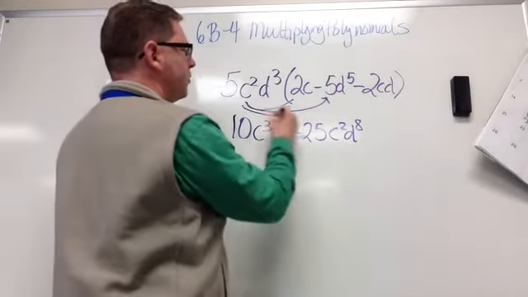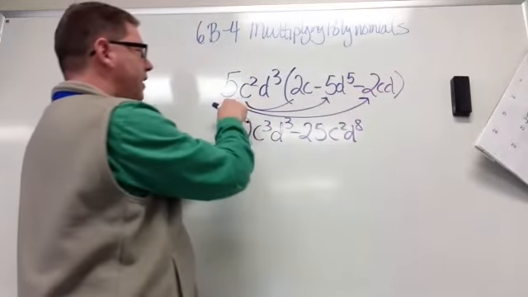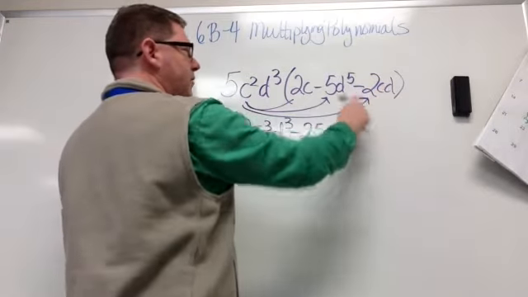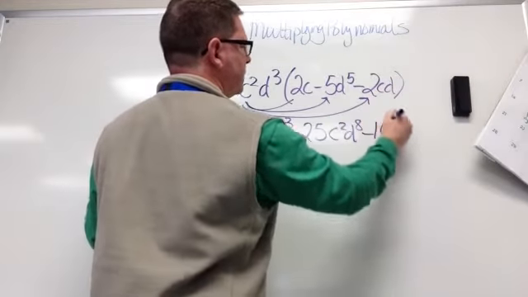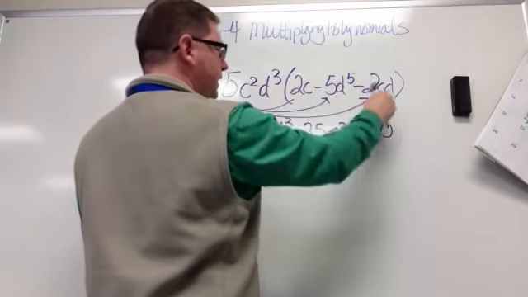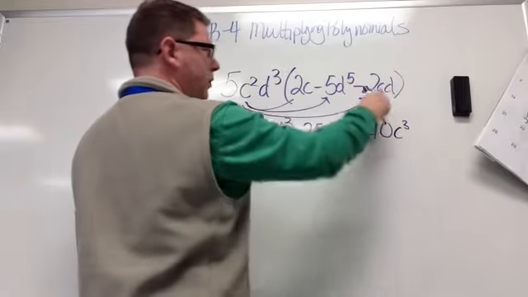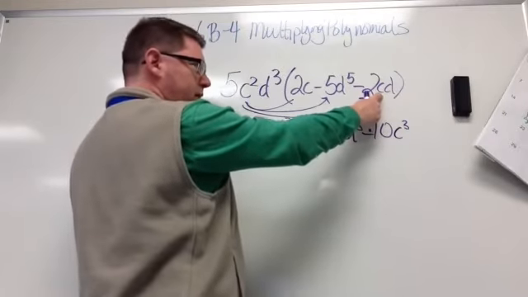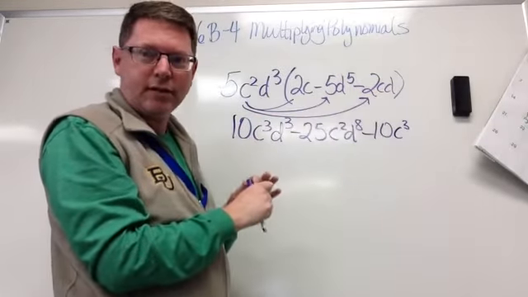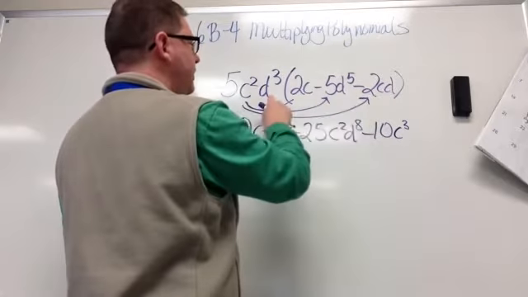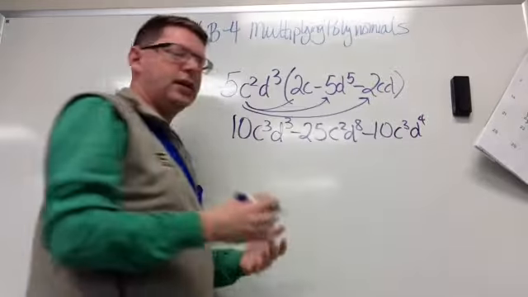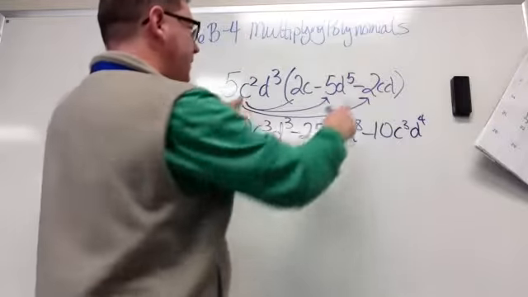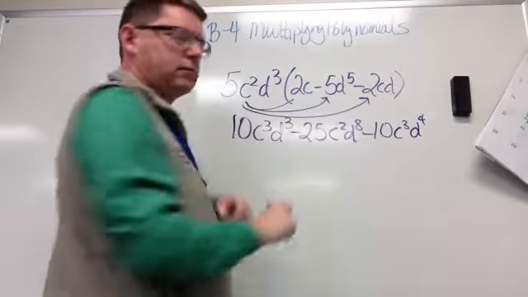And then the last one we're going to do is 5c squared d cubed times negative 2cd. So 5 times negative 2 is negative 10. And c squared times c is c to the third. Remember the exponent of this c is 1. And d cubed times d would be d to the fourth. Again, multiplying the same base, add the exponents.